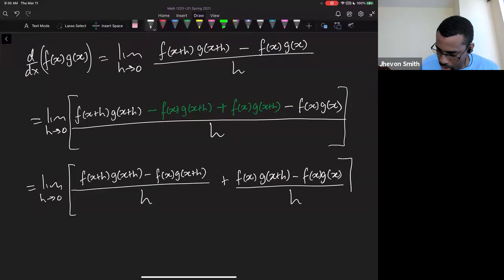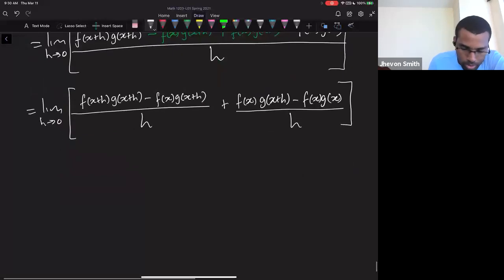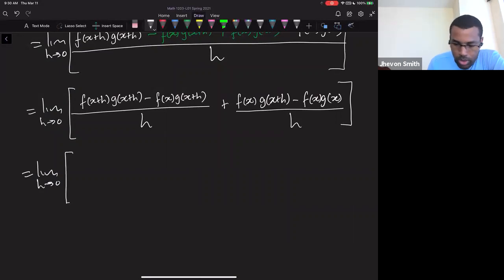I'm just talking through what I'm doing anyway. So you can get that. Now, here's what I'm going to do. I'm going to factor off this here. The g of x plus h is a common term, so I can factor that off. You'll also notice that the f of x plus h is a common term in the second one, and I can factor that one off also.